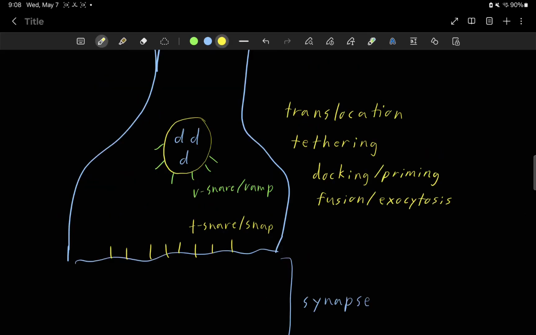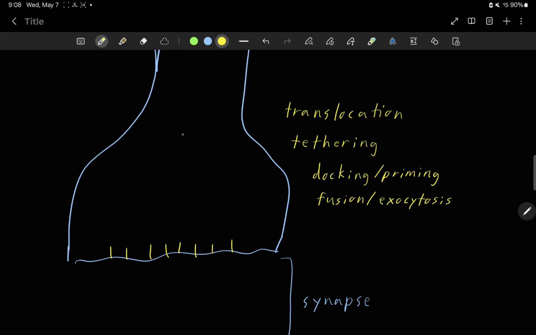So the first step of the release mechanism is translocation. And this one's pretty simple. As the name suggests, the vesicle makes its way over, or translocates, to the terminal membrane of the neuron. So it goes closer to the membrane, and it ends up somewhere, let's say it ends up here. So nice and close to the membrane. And this allows for the next step of the release mechanism.